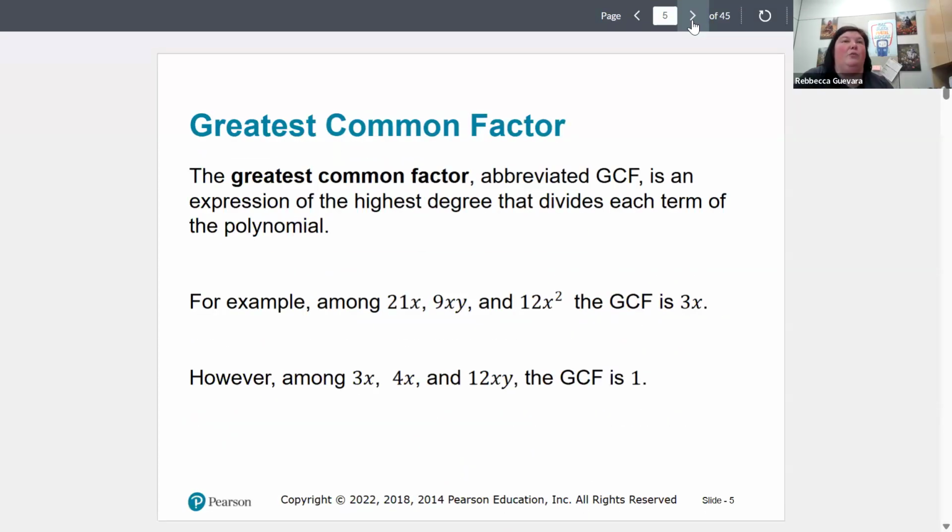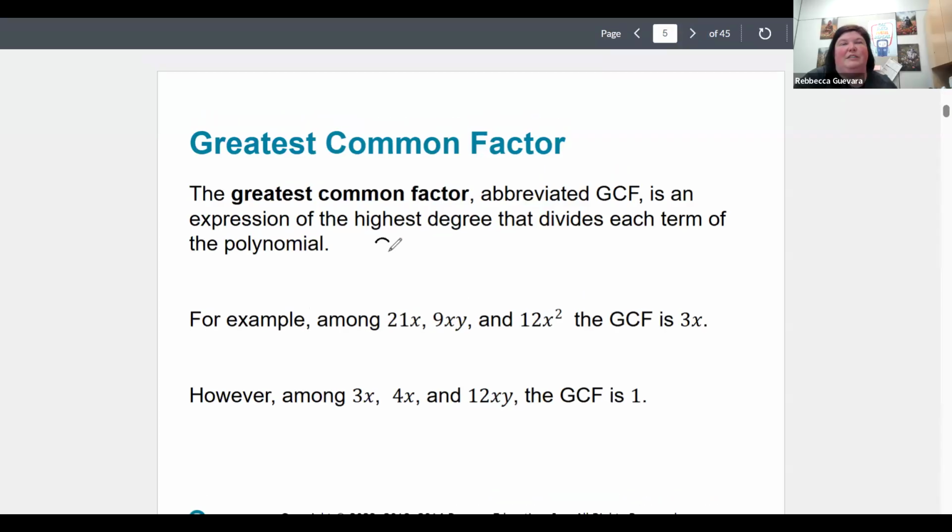You're probably familiar with this. We want to factor out the greatest common factor. The greatest common factor, which we usually call a GCF, is an expression of the highest degree that divides each term of the polynomial. We'll start with something a little easier. Let's say we had 25 and 35, since we used it earlier. We want to find a number that divides both of these. 25 is 5 times 5, and 35 is just 5 times 7. So 5 is the largest number that would divide both.